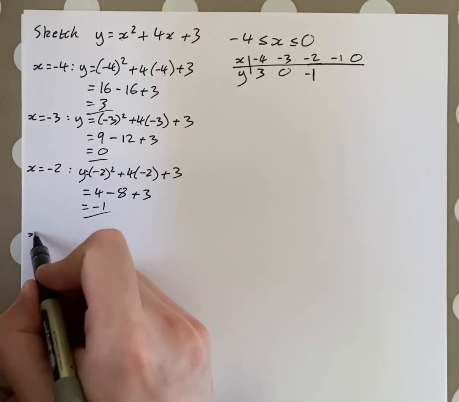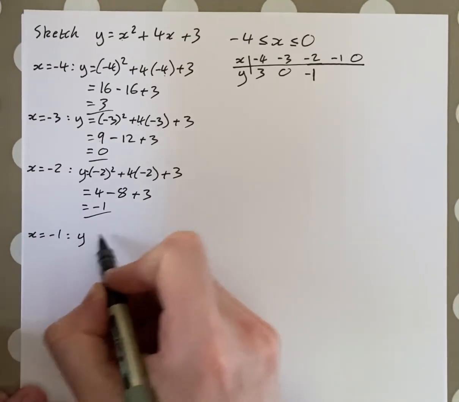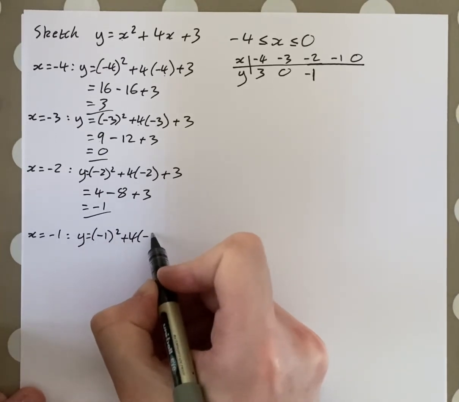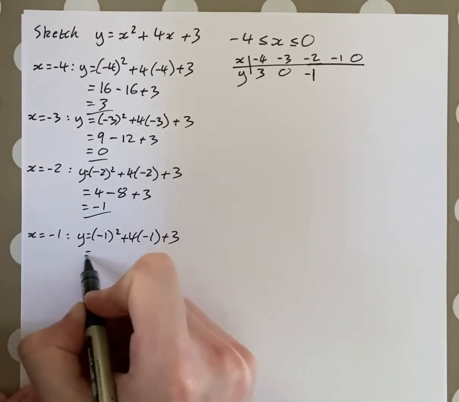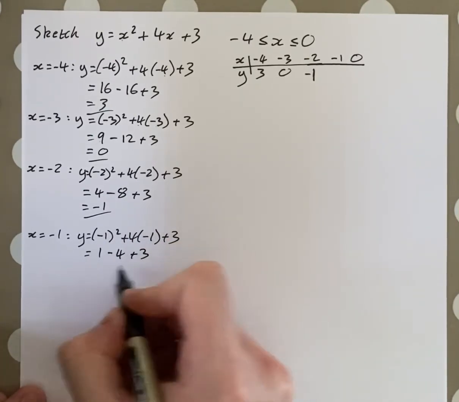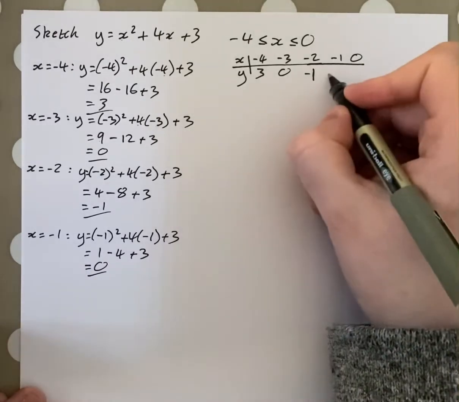Okay. X equals negative 1, so again, let's just pop that in there. Negative 1 squared is 1, minus 4, plus 3, that comes out to being 0.